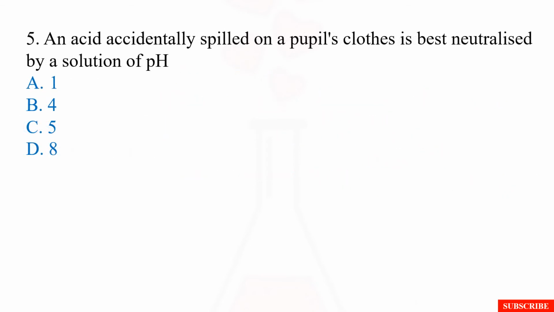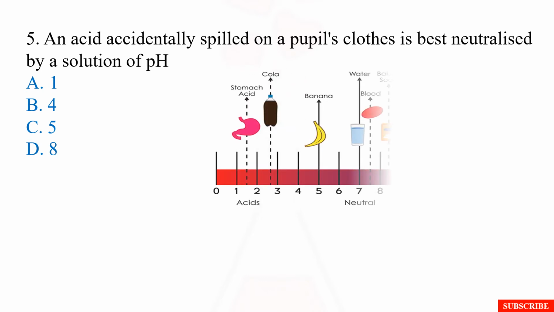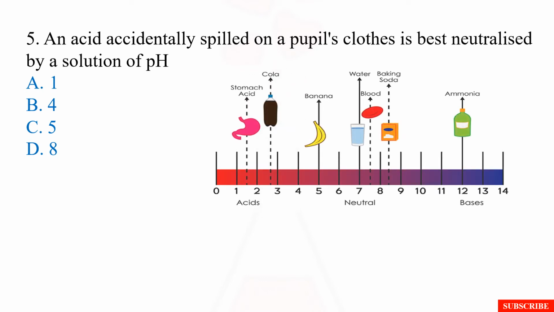Question 5. An acid accidentally spilled on a pupil's clothes is best neutralized by a solution of pH. Now for this question, we need to know what a pH scale is. Basically, it's a scale ranging from 0 to 14 that can guide us on determining which solution is acidic and which one is basic or neutral. So all pH values below 7, we shall consider them to be acidic, while those above 7 will be considered basic.